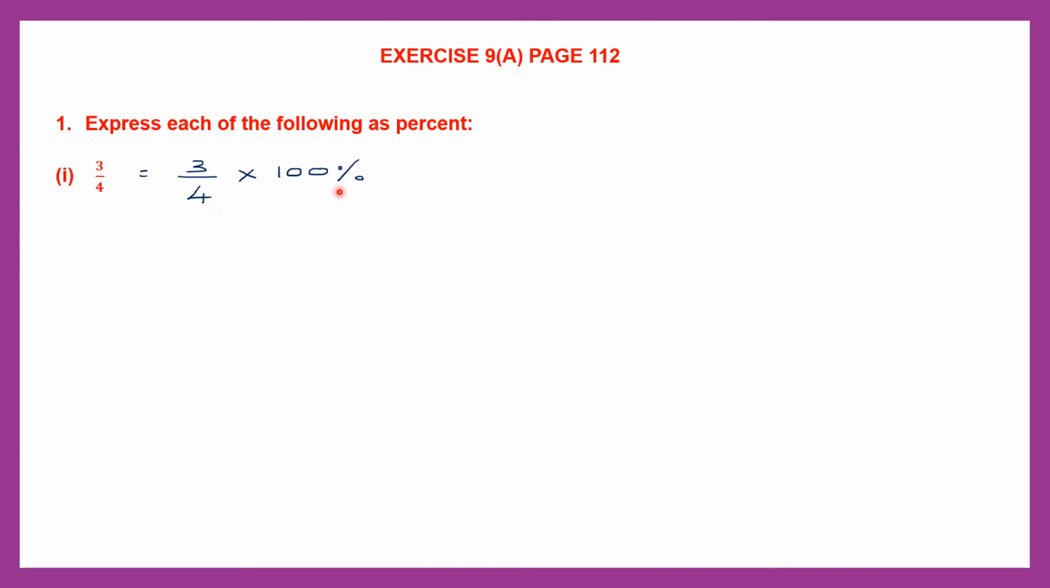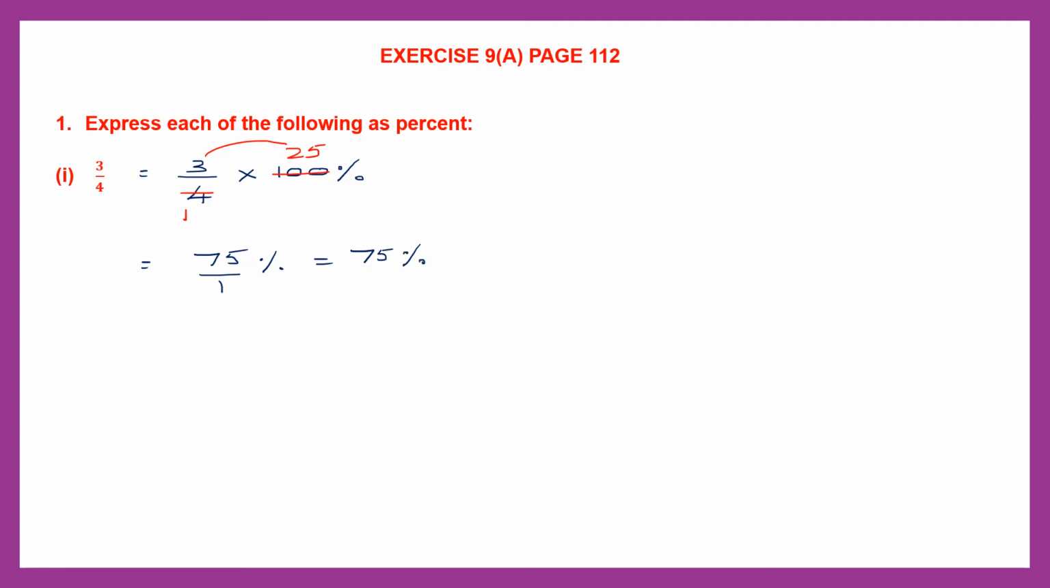Now I can cancel 4 and 100, both by 4 itself. 4 ones are 4 and 4 into 25 is 100. Now we can multiply the numerators. 3 into 25 is 75, and I put the percentage sign: 75 by 1%. That means 75%.